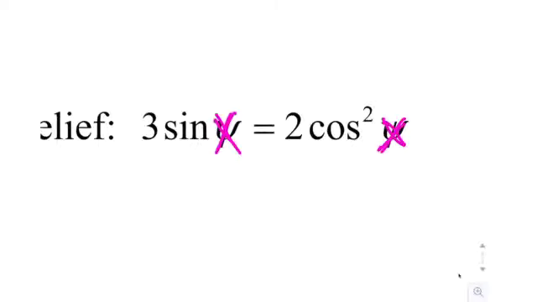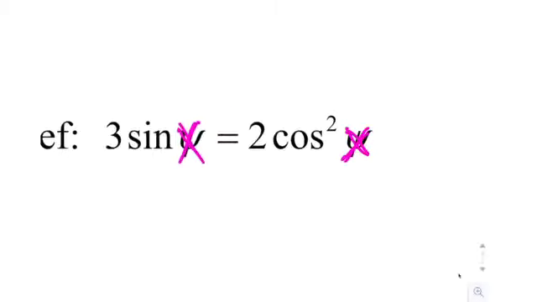Now, what should be our first step here, since we have at least two variable terms? Get everything on one side. Again, that's kind of been the common thing. If you have more than one term with variables, get it equal to 0. If you have only one variable term, isolate it. Get everything on the other side. So we get 3 sine of x minus 2 cosine squared of x equals 0.